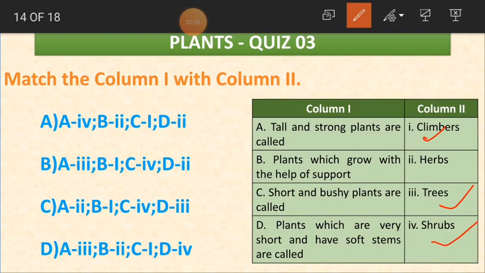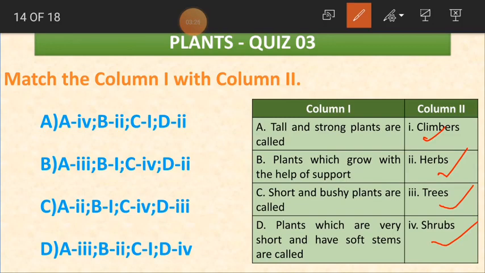And plants which are very short and have soft stems are called, for example, coriander, mint. That is known as, which option is remaining here for us? Obviously the second one, that is herbs. So climbers, herbs, trees and shrubs.